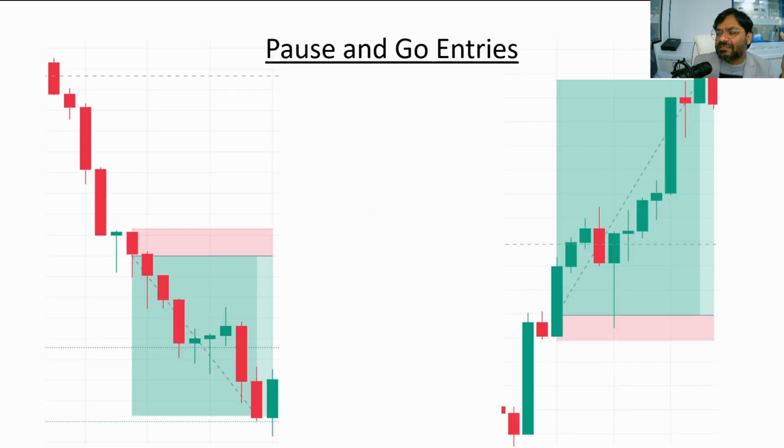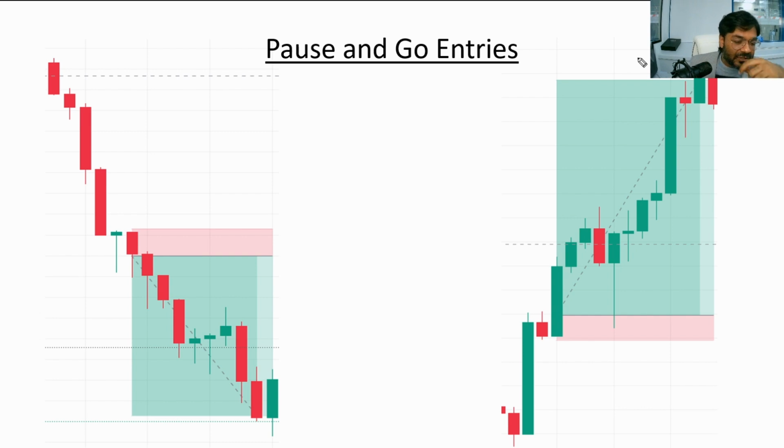Now, what is a pause and go entry? Let me show you. It's quite easy. Let us suppose everybody in the market is saying, let's take an example of Bitcoin, that Bitcoin is bullish. So if Bitcoin is bullish, it is just moving up. How can we enter into something which is already moving up? Because we need to enter from the down, right? From the cheapest price we can buy that product or that security at.